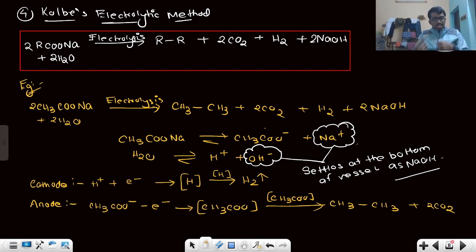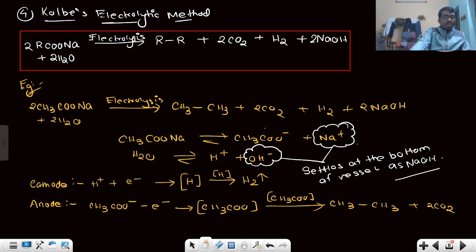Let me summarize again. In the Kolbe electrolytic method, for an alkane you are going to use an acetate salt. That can be any acetate salt. Here I have used CH3; there can be C2H5 and higher, anything. It results in the formation of R-R plus 2 CO2, where R depends on whatever you have taken, plus H2 plus 2 NaOH. The balancing is important because marks will go if you don't balance. Clear with this? Kolbe electrolytic method clear?